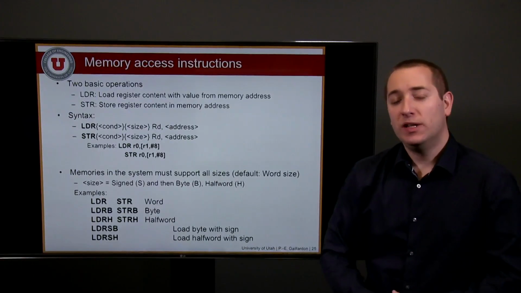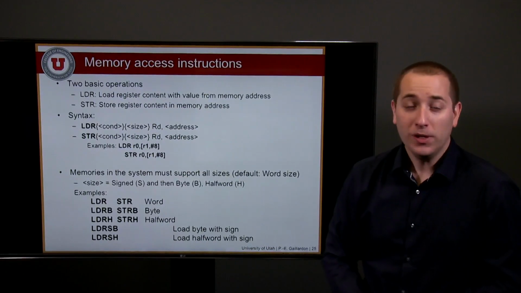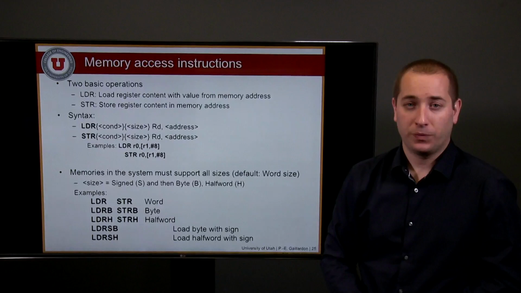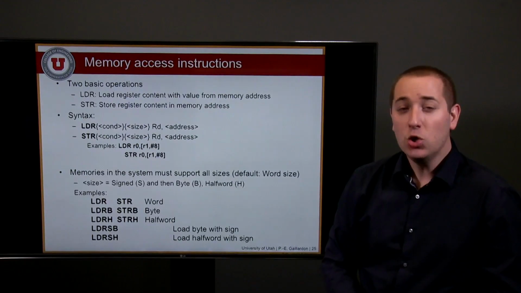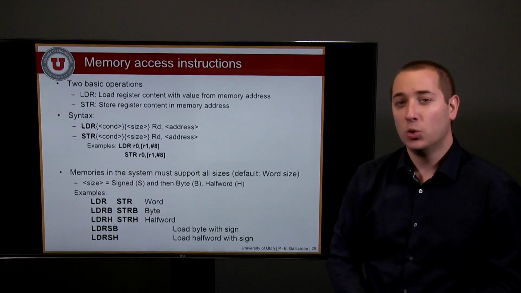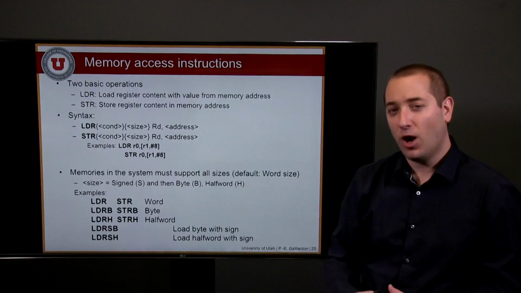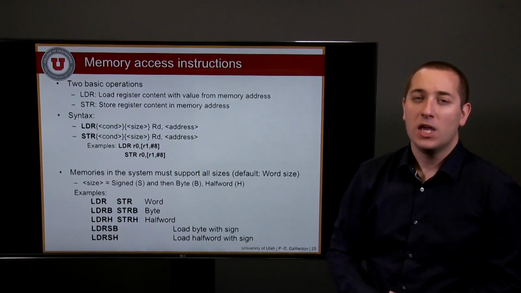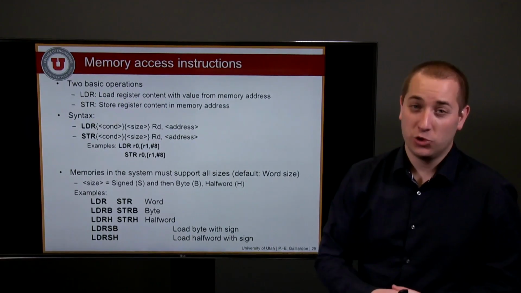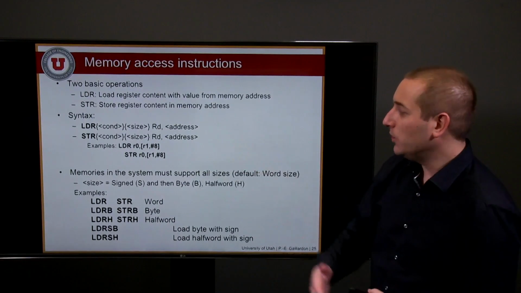Let us now review the memory access instructions. Memory access instructions are used to read from and write into the memory. You will find two main instructions: the LDR, where you want to load the register content with a value coming from a given memory address, and the STR operation, where you store the content of a register into the memory. The syntax usually goes as follows.